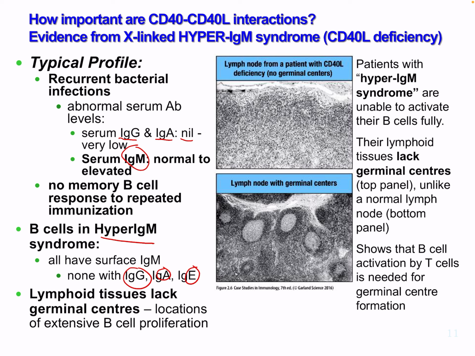And the lymphoid tissues lack germinal centers, which are the locations of extensive B cell proliferation. But usually this proliferation is a response to class switching and developing large quantities of the new antibody. So patients with hyper IgM syndrome are unable to activate B cells fully. Their lymphoid tissues lack germinal centers, as you can see in the top panel, compared to here. Unlike a normal lymph node, this shows that B cell activation by T cells is needed for germinal center formation and several important B cell functions.